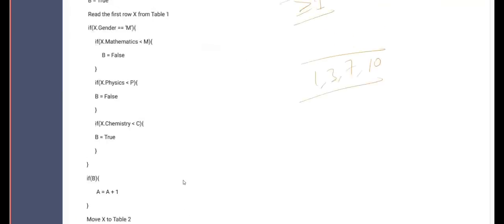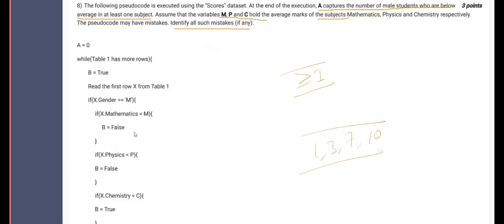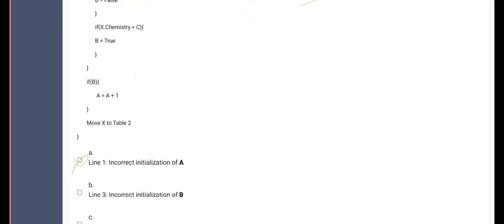Line 3, incorrect initialization of B. Actually, B should not be initialized with true. It should be initialized with false, because only if something is true inside the parenthesis, we can do something. We can do some execution of arithmetical units, or we can only update if it is true. Therefore, line 3 is an incorrect step.